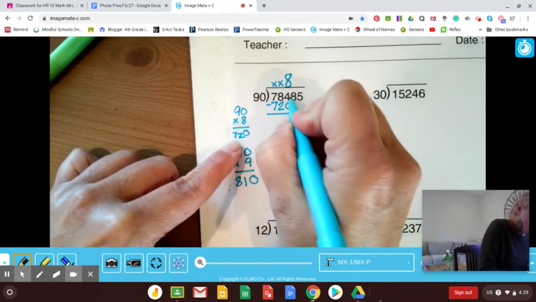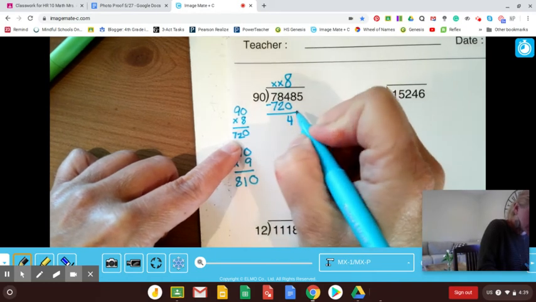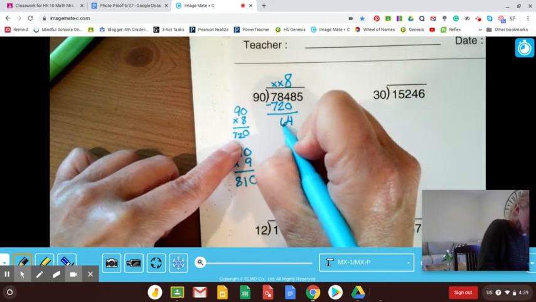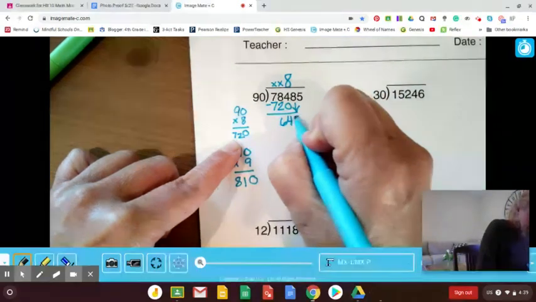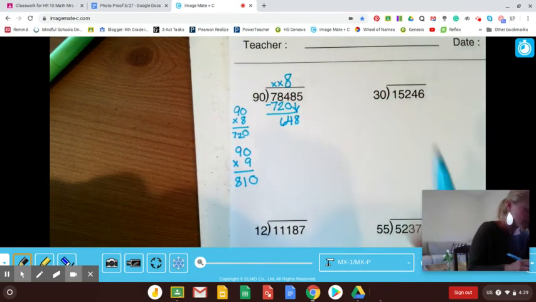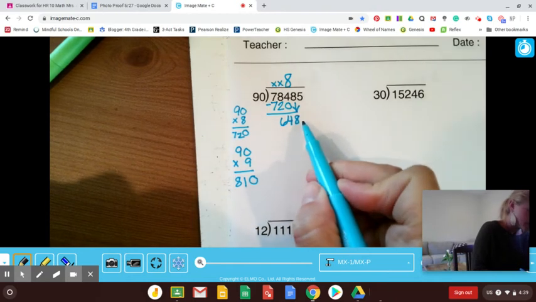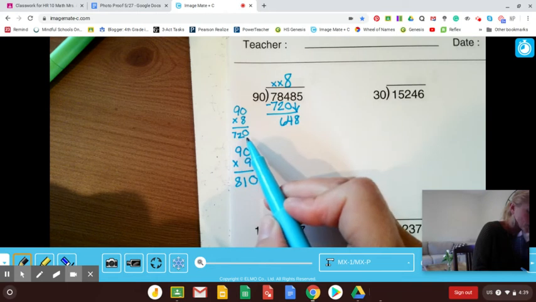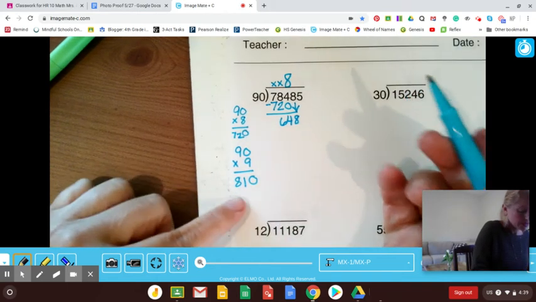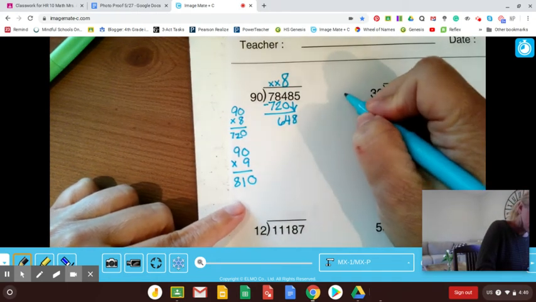Now I'm going to subtract. 4 minus nothing is 4. 8 minus 2 is 6. And that would be 0. Bring down my 8. Okay, so now I have 648. Well, 90 times 8 was 720. So maybe it's like 90 times 7. Let's try that. I'm going to do that over here.